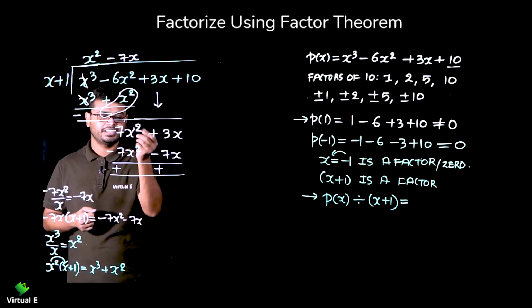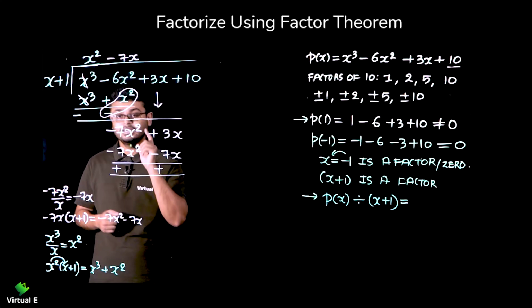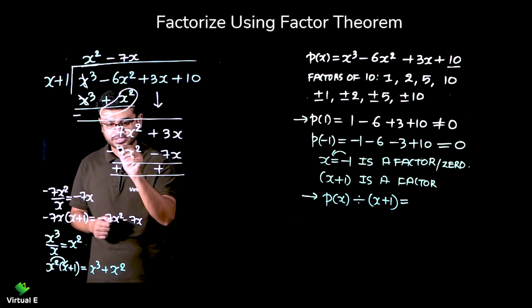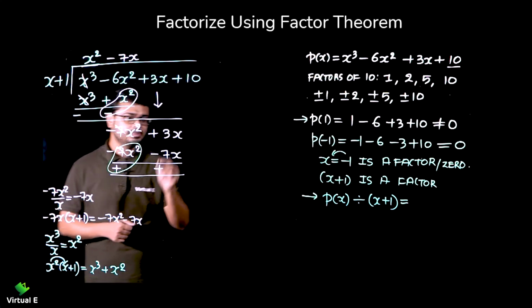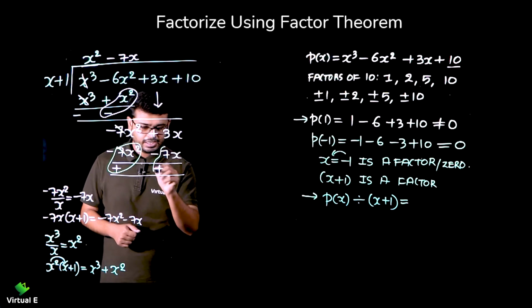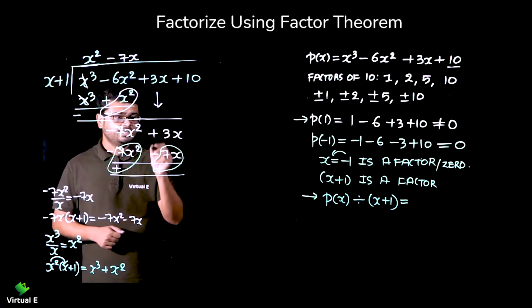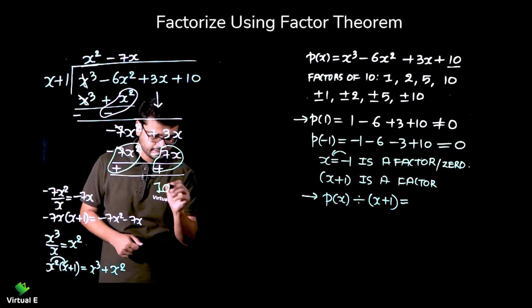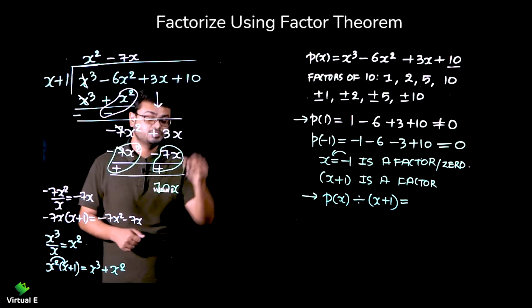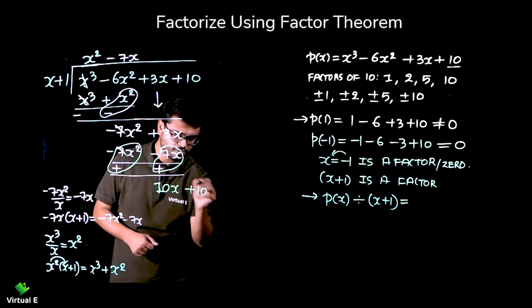Simplification. Minus 7x square plus 7x square. Remember, we are supposed to take this new sign. So cancel and cancel. Plus 3x and plus 7x, that is 10x over here. And let's bring down the plus 10 one more.